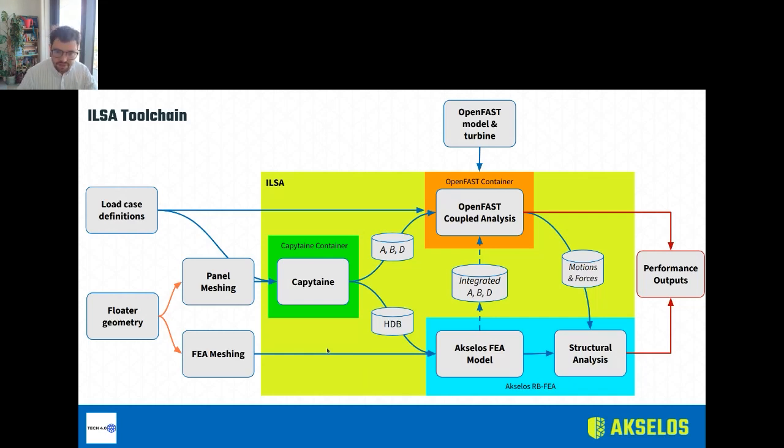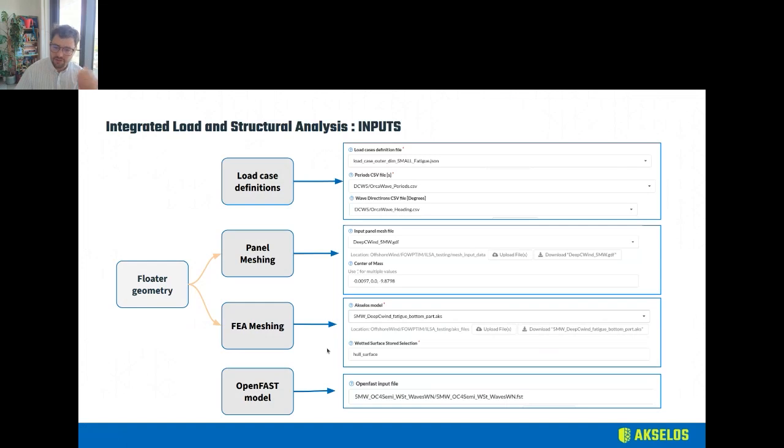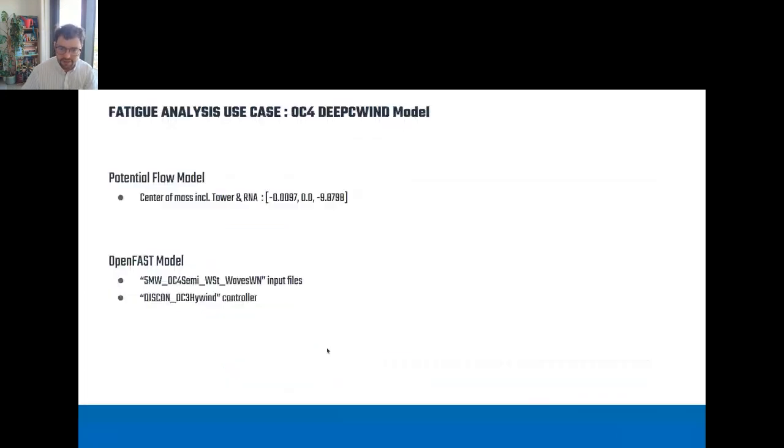These OpenFAST and Akselos models are very data rich, but we think that's an asset, because it means the user can prepare their Akselos and OpenFAST models. Once these are prepared on test cases, they're ready to run for the full DLC analysis, which is exactly what the ILSA toolchain is designed to do. I've taken this screenshot from our web-based platform, where we have these 4 boxes of inputs, which each correspond to load case definitions, panel mesh, FEA mesh, and OpenFAST model.